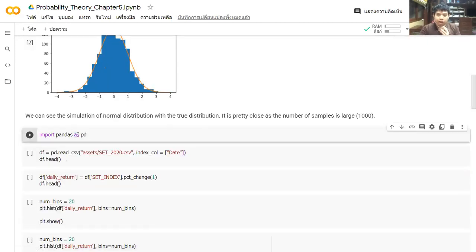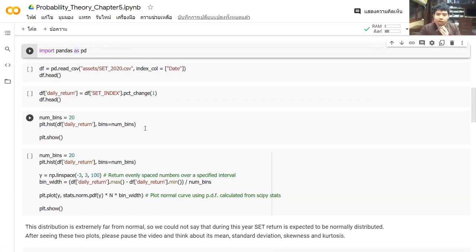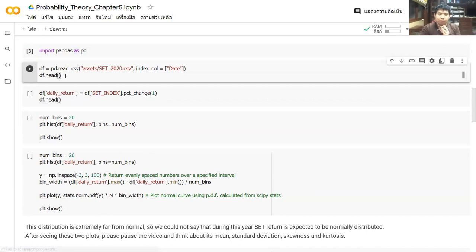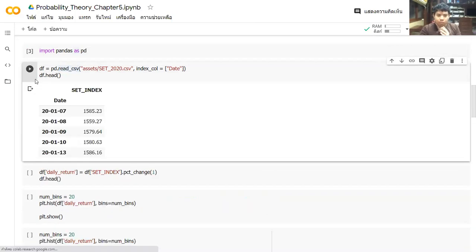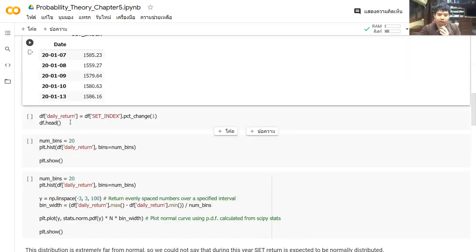Okay, so let's see what happens if we use the SET index from 2020. First we import pandas, because pandas is one of the fundamental packages in data mining, in data cleaning and so on. But I've cleaned the data already. So let's look at the file. We have the index column, which is the date, but the column that we are interested in is the SET index.